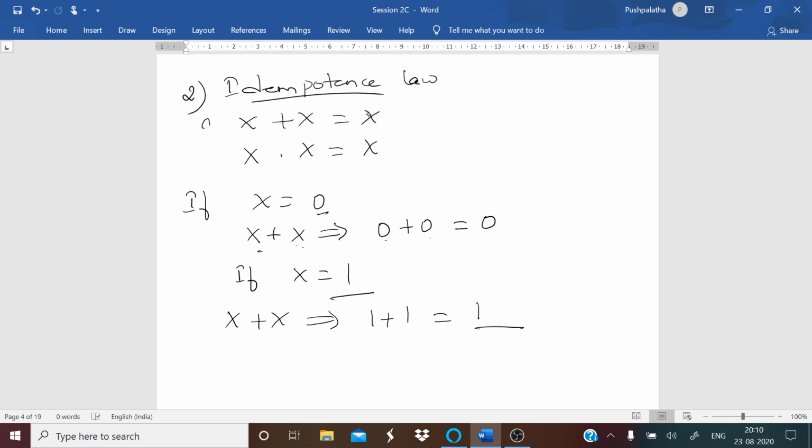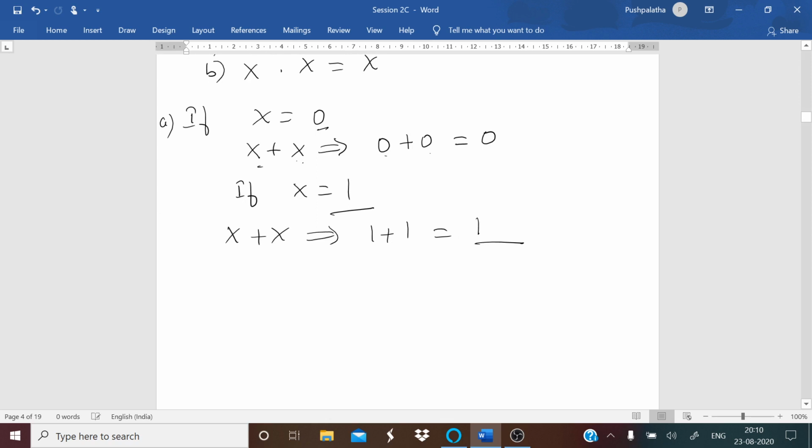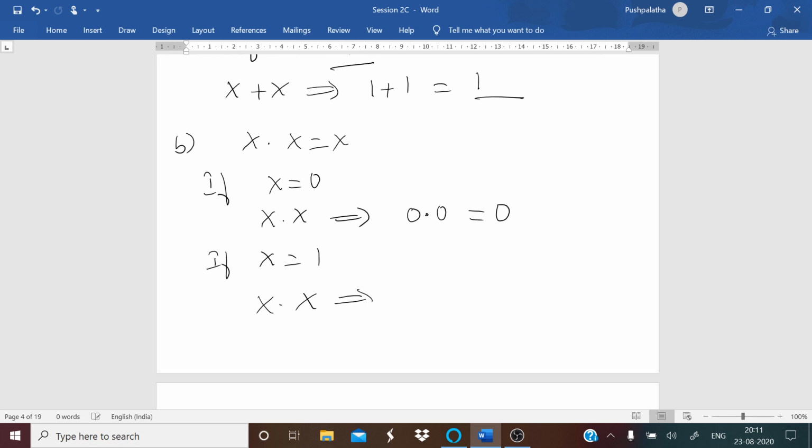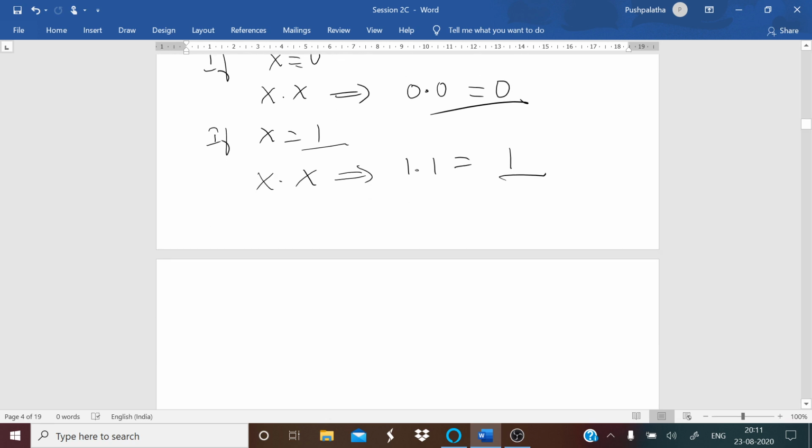And you have the other statement, that is x into x equals x. So let us prove this. Now what are you going to take? The same way you are going to prove all the theorems: substitute zeros and ones in place of x. If x is equal to 0, x into x becomes 0 into 0, that is 0. If x is 1, then x into x, that is 1 into 1, becomes 1. So whatever the value of x you have, if x is 0, the output is also 0. If x is 1, the output is also 1. Hence proved.